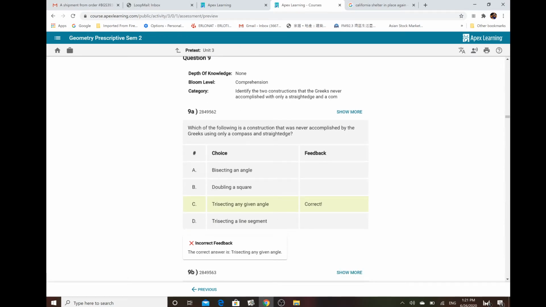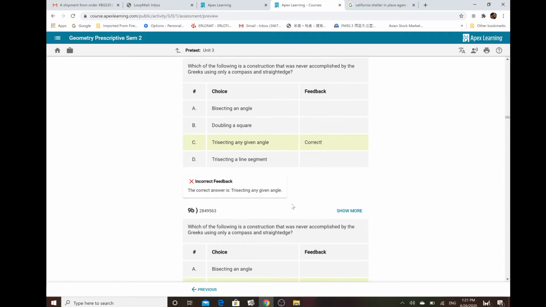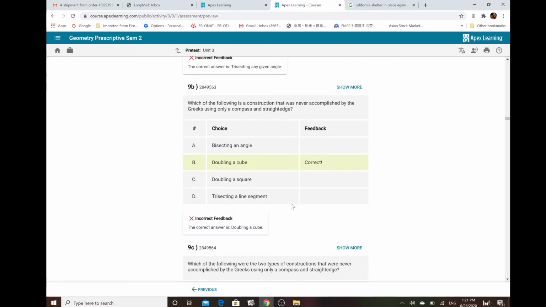And which of the following is a construction that was never accomplished by the Greeks using only a compass and a straight edge? Just using a compass and a straight edge, you can make an angle bisector. You can double a square. You can trisect a line segment, but you can never trisect any given angle. And which of the following is a construction that was never accomplished by the Greeks, using only a compass and a straight edge? And also doubling a cube.